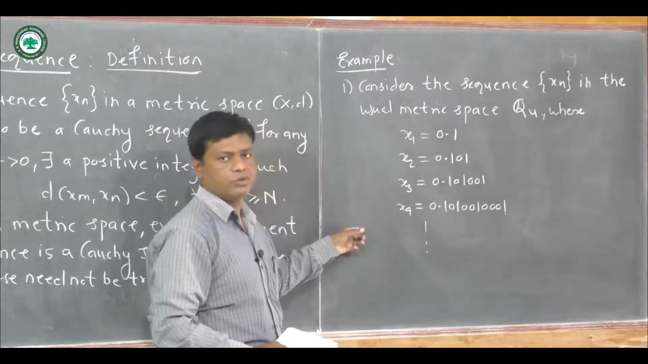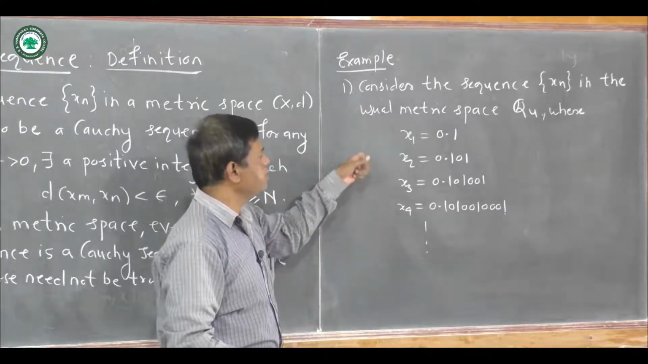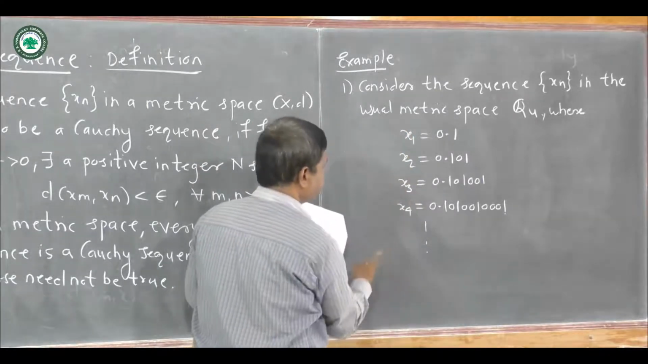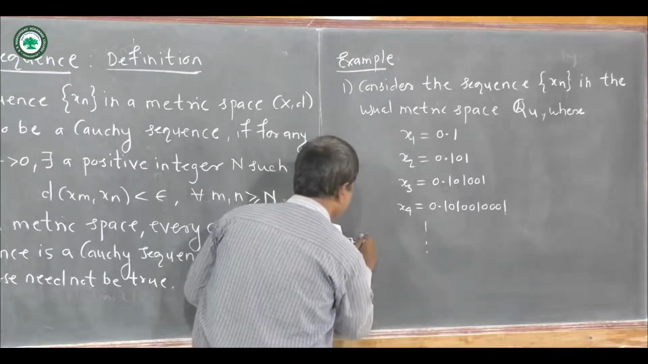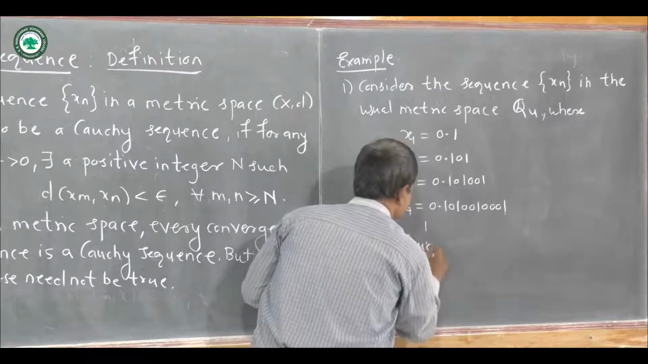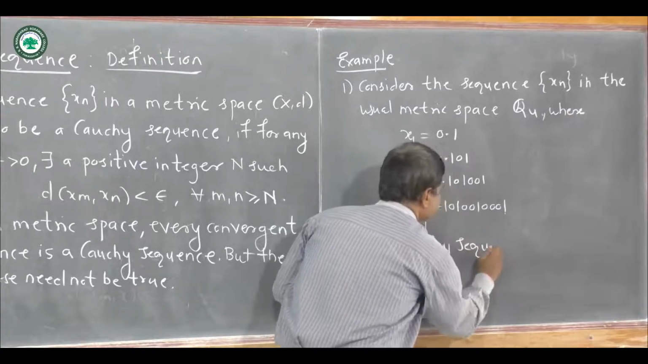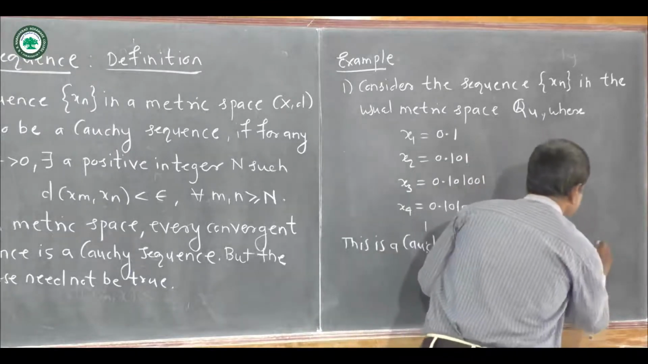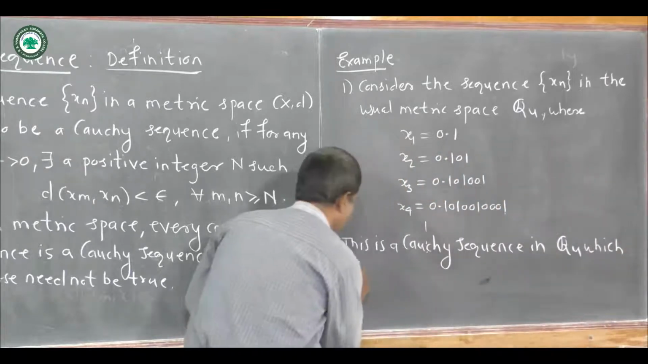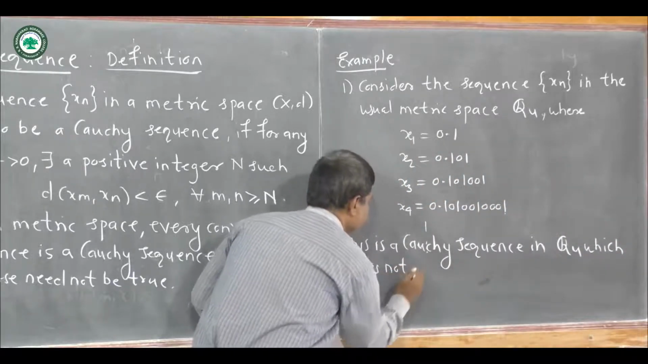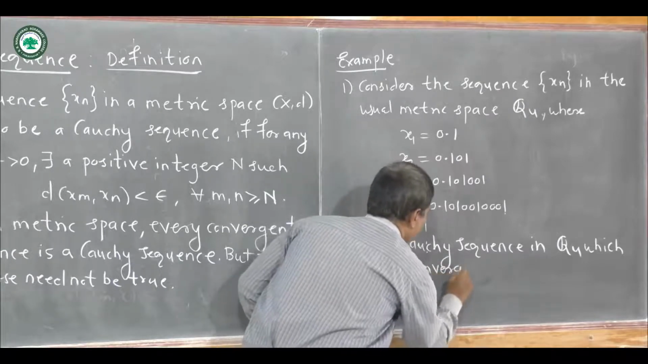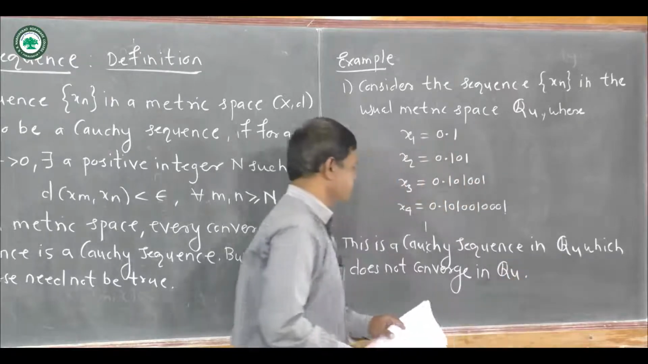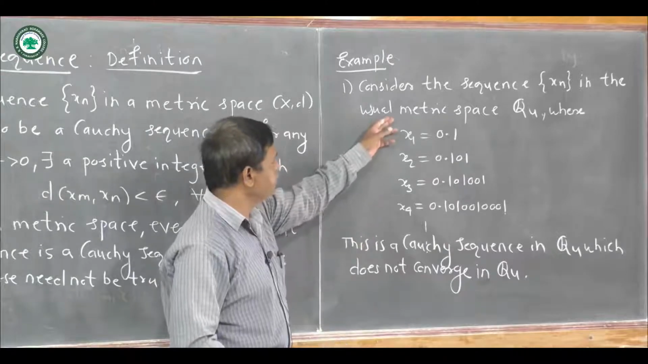Now this sequence is a Cauchy sequence in Q, but this sequence is not convergent in Q. That is, this sequence is not convergent here, so this is a Cauchy sequence in Q which does not converge in Q, that is in the usual metric space Q here.